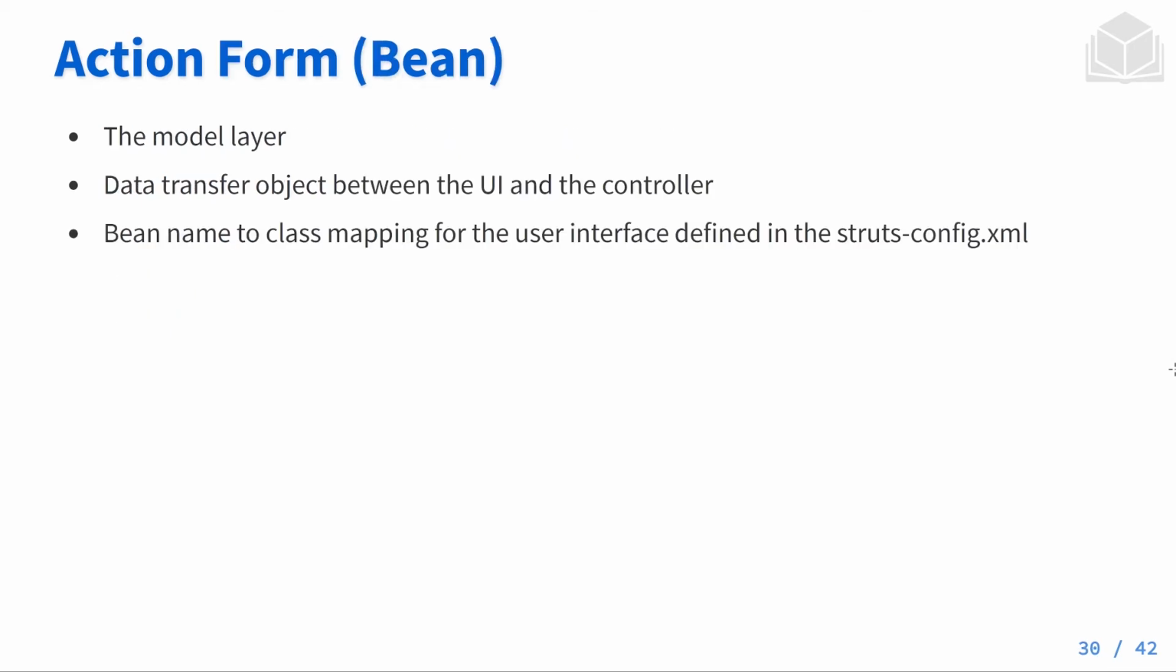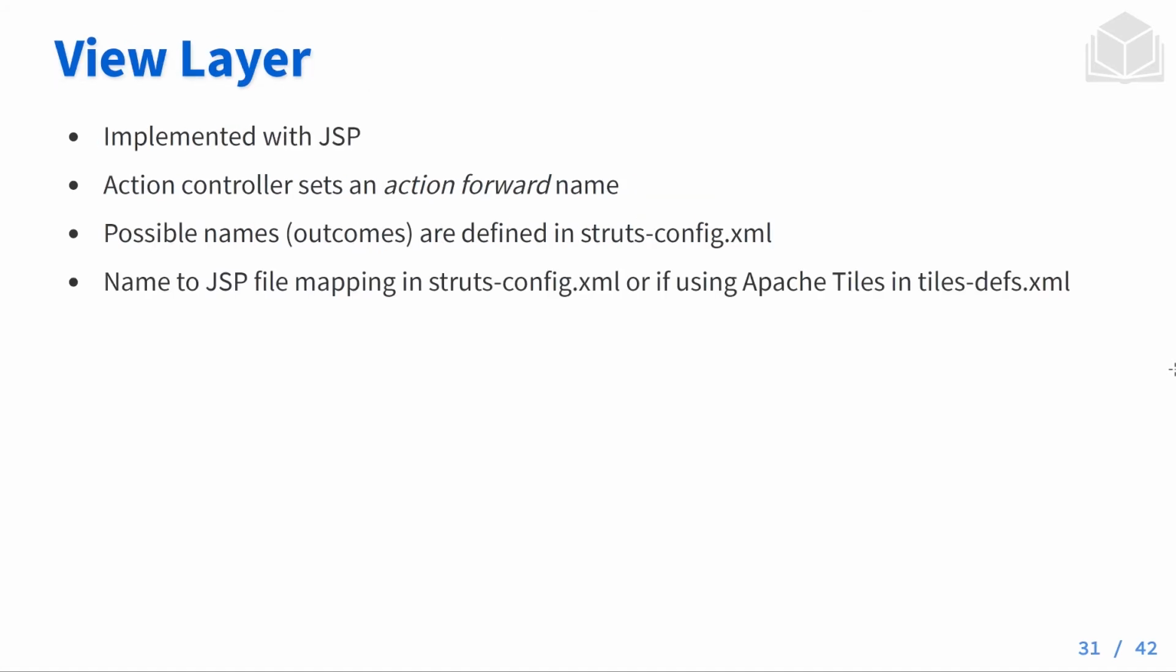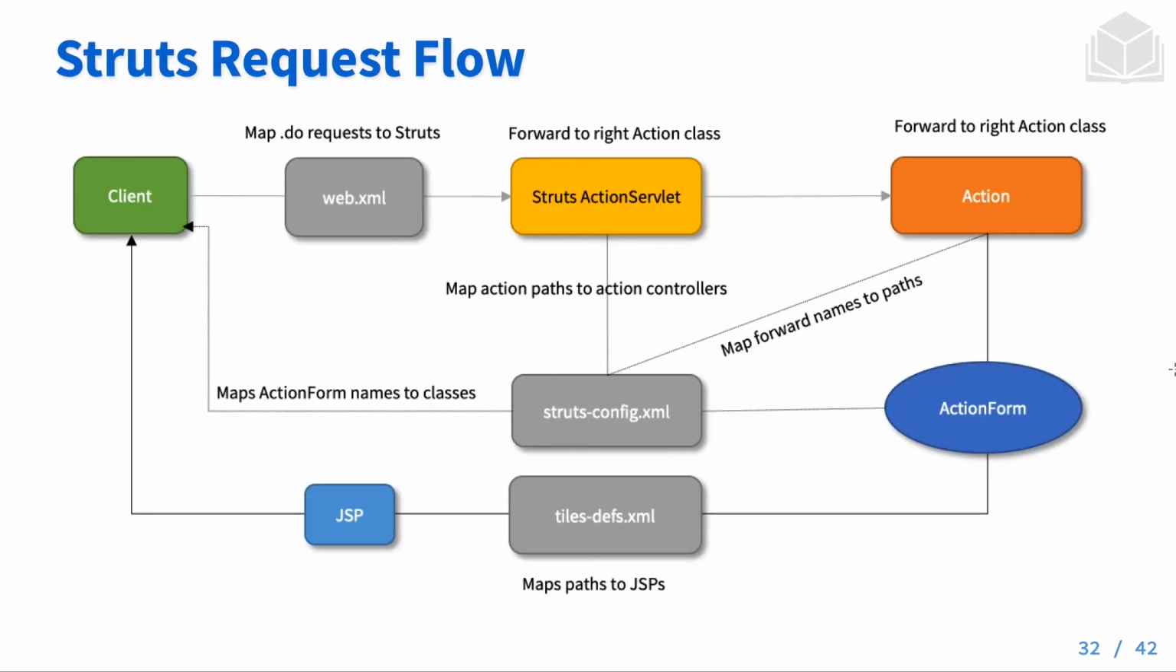The action form bean is the model layer. This transfers data objects between the UI and the controller, and the bean name is used to map classes for the user interface defined in the struts-config.xml. The view layer is implemented with JSP. The action controller sets an action forward name, and the possible names or outcomes are defined in struts-config.xml. Inside of the struts-config.xml, we can find the name to JSP file mapping, or if we're using Apache Tiles, that'll be in the tiles-defs.xml.